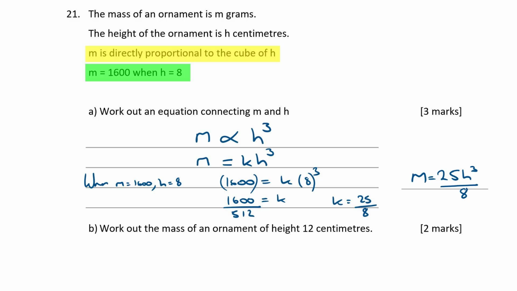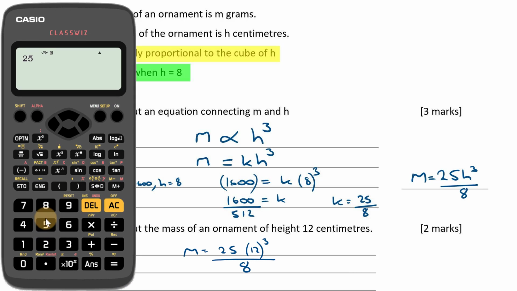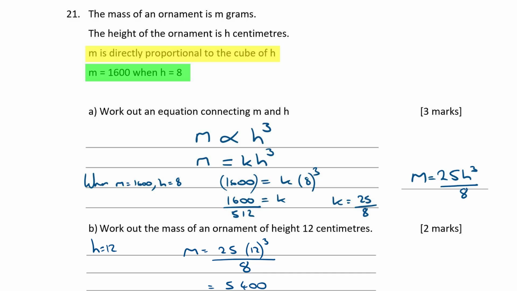Now part B wants us to go on and use our newfound equation, work out the mass of an ornament of height 12 centimeters. So when h is equal to 12, then m is going to be 25 lots of 12 cubed divided by 8. So tapping that into the calculator: 25 times 12 cubed equals, divide by 8 equals 5,400. 5,400, that's my answer.